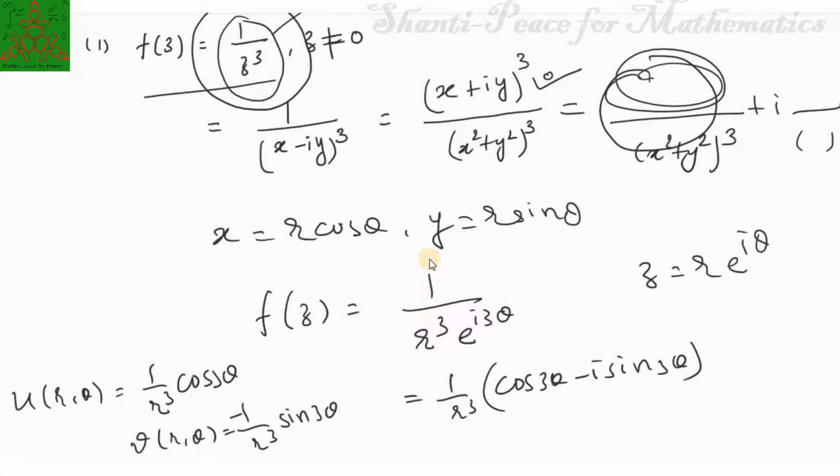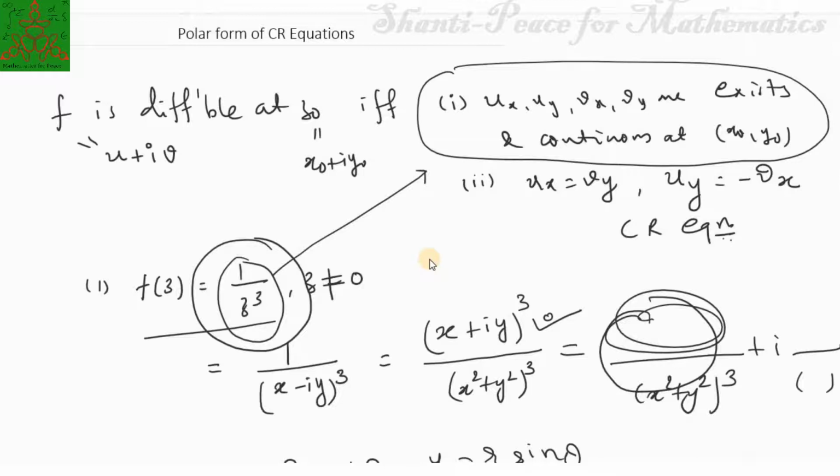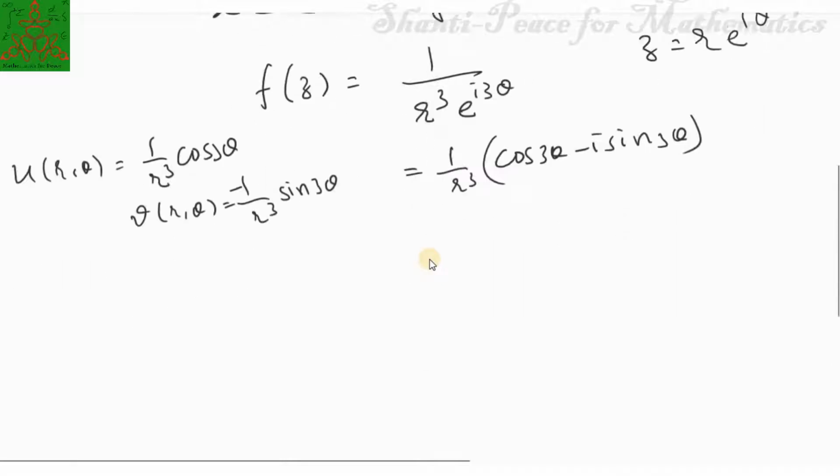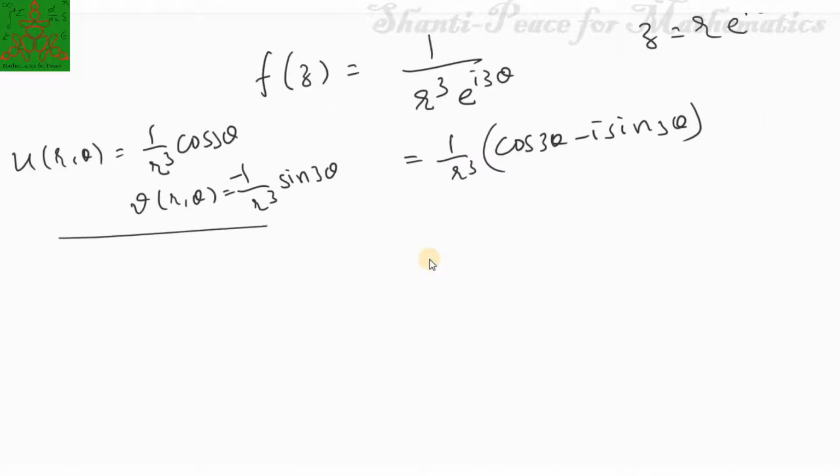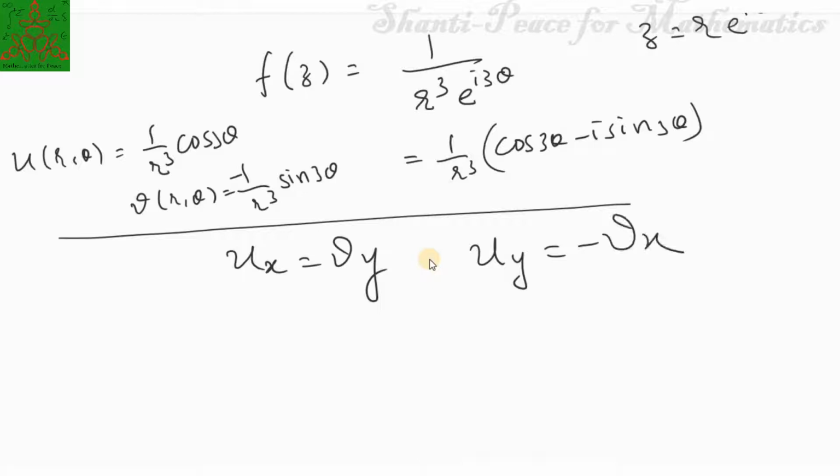Now, the CR equations in Cartesian form are represented in this manner, but what are the CR equations in polar coordinates? We don't know. To solve these problems, we need to convert our CR equations, that is ux equal to vy and uy equal to minus vx, which are in Cartesian coordinates, into polar coordinates. You know that u is a function of x and y, and x and y are functions of r and theta.